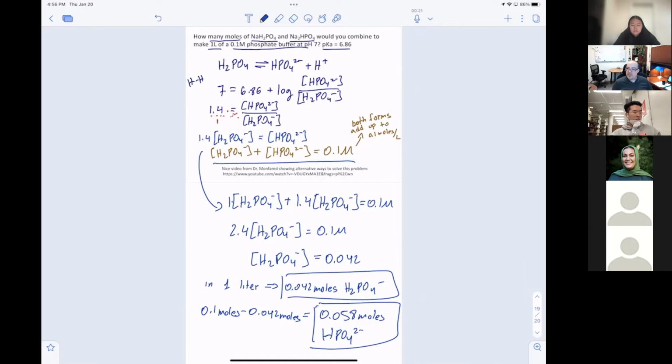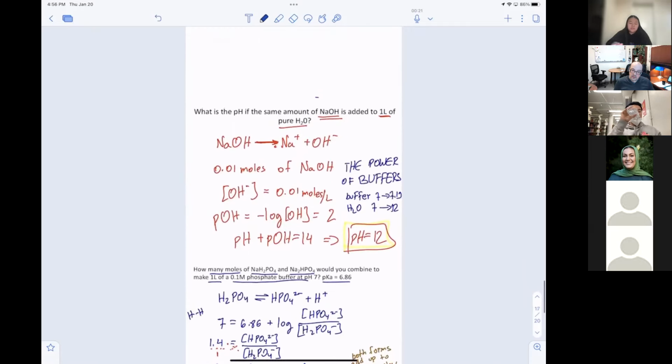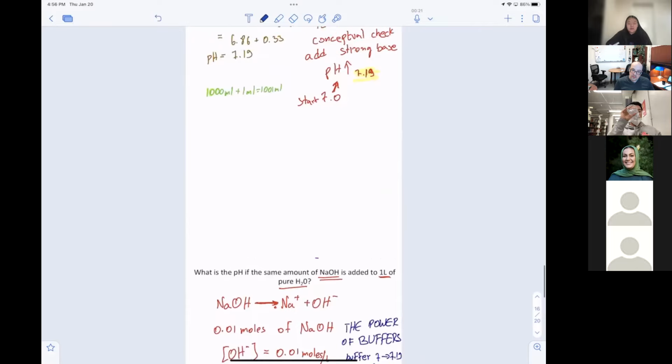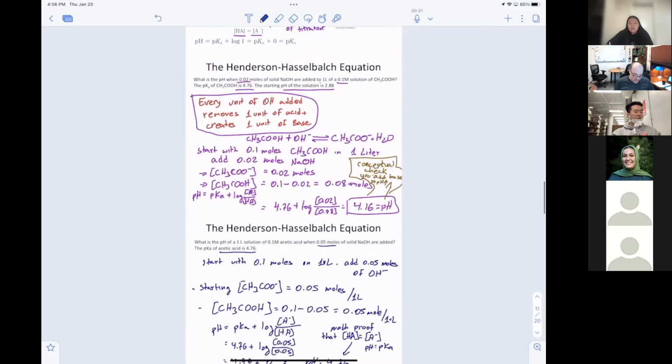Any more questions, Han? Yeah, I had a question on a problem where NaOH is added to a solution or a buffer, and how every unit of OH added removes 1 unit of acid and creates 1 unit of base. Is that something like that?